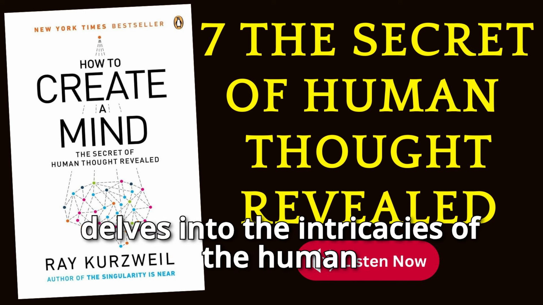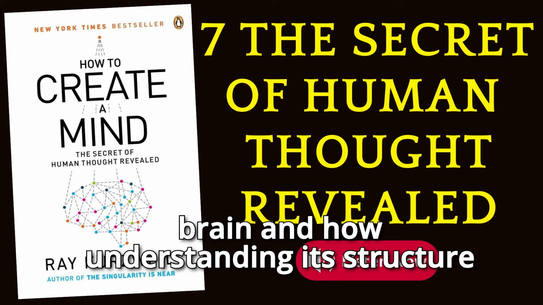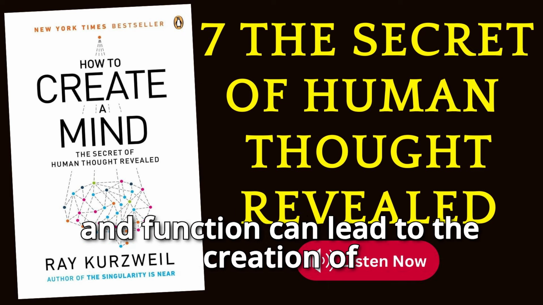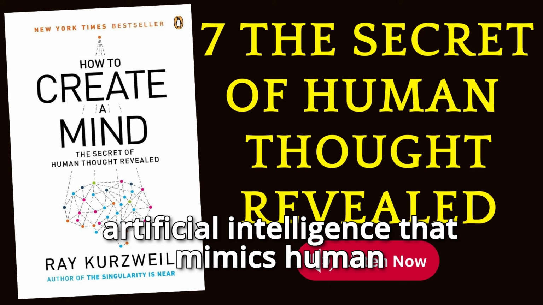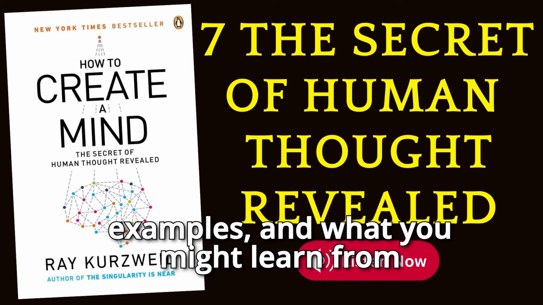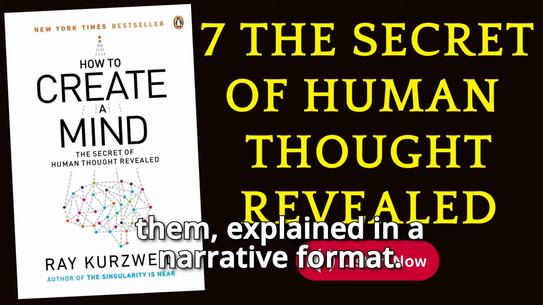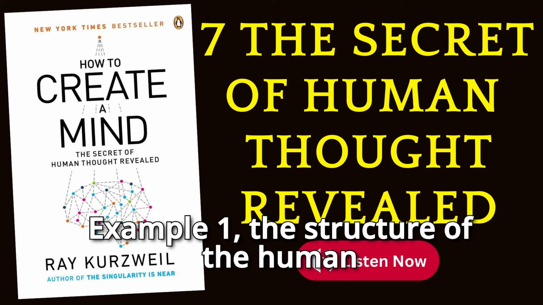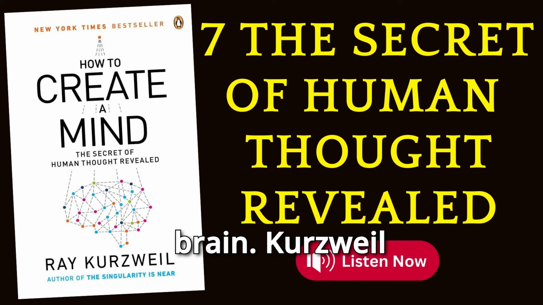Kurzweil delves into the intricacies of the human brain and how understanding its structure and function can lead to the creation of artificial intelligence that mimics human thought processes. Here are some examples and what you might learn from them, explained in a narrative format. Example 1. The structure of the human brain.